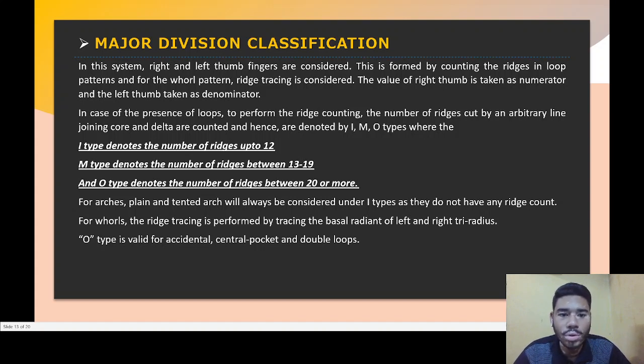In case of the presence of a loop, to perform the ridge counting, the number of ridges is counted by an arbitrary line joining core to delta, and hence are denoted as inner, middle and outer types, where if the number of ridges is up to 12, it is inner type. If the ridges are between 13 to 19, it is M type or middle type. If the ridges are more than 20, the pattern is outer type.